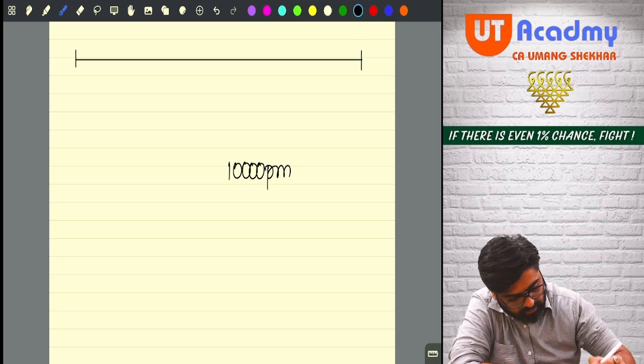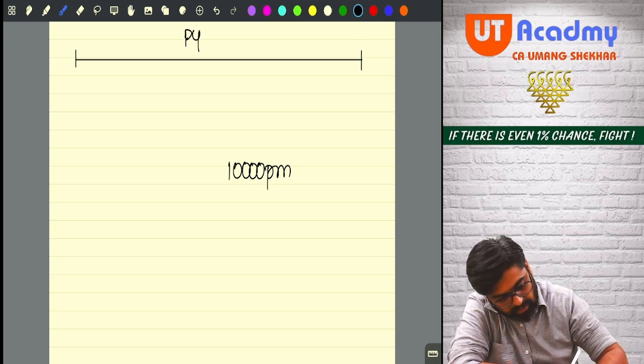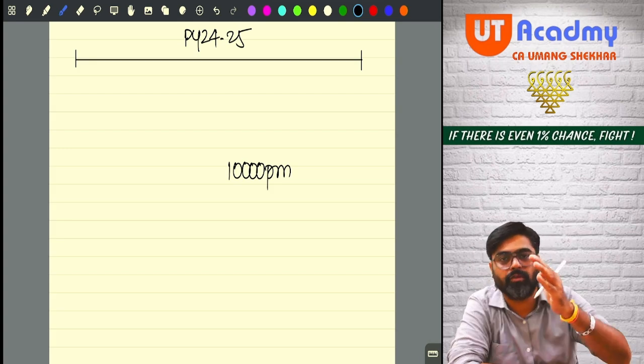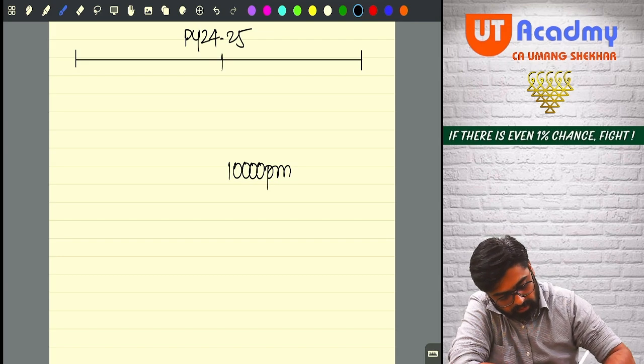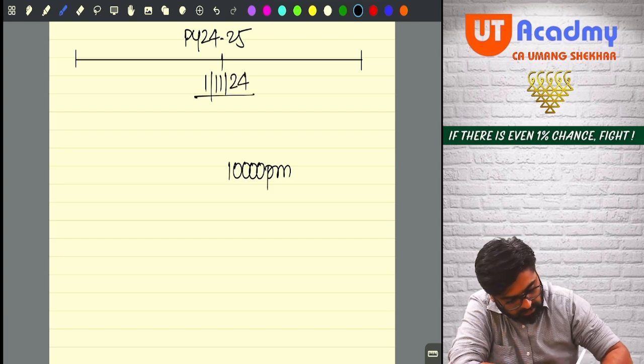This is our previous year, 24-25. So the employee is retiring in 24-25. His date of retirement was, for example, 1st of November 2024. This is his DOR, date of retirement.